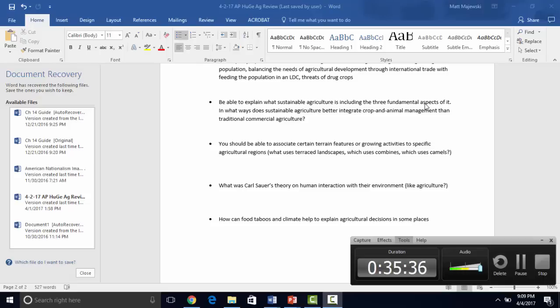All right, so when humans modify the environment where they live, Sauer argued that is just as much an example of the culture of that people and that place as the language and the religion would be. All right, last question. How can food taboos and climate help to explain agricultural decisions in some places? Well, hey, if there are taboos against particular foods, obviously, that generally means that food's not going to be grown there. For instance, we don't see a lot of pigs being raised in the Middle East.